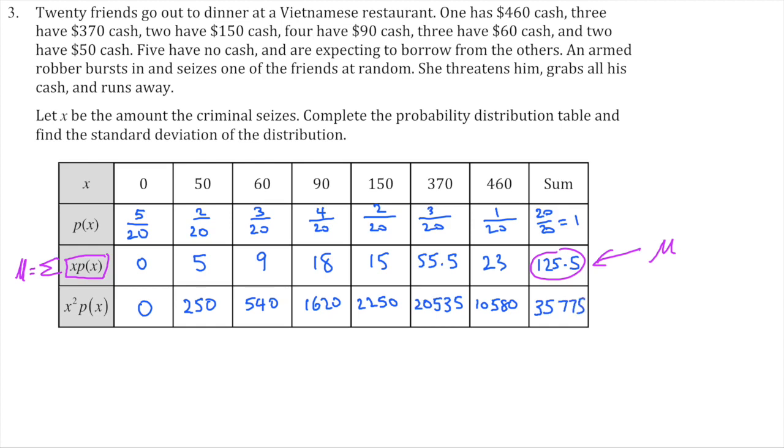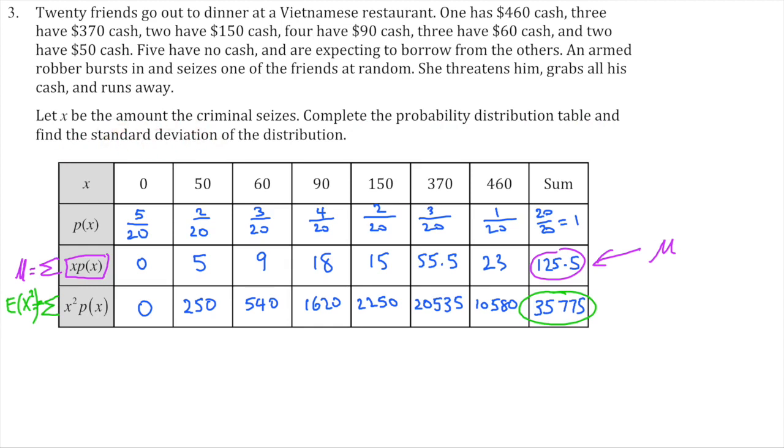If we add this row up, it adds up to 35,775. What does that actually mean? Well, if I was to add up x squared times p of x, that's the expected value of capital X squared. Which means, the question says, comment on the probability distribution, complete the probability distribution table and find the standard deviation of the distribution.